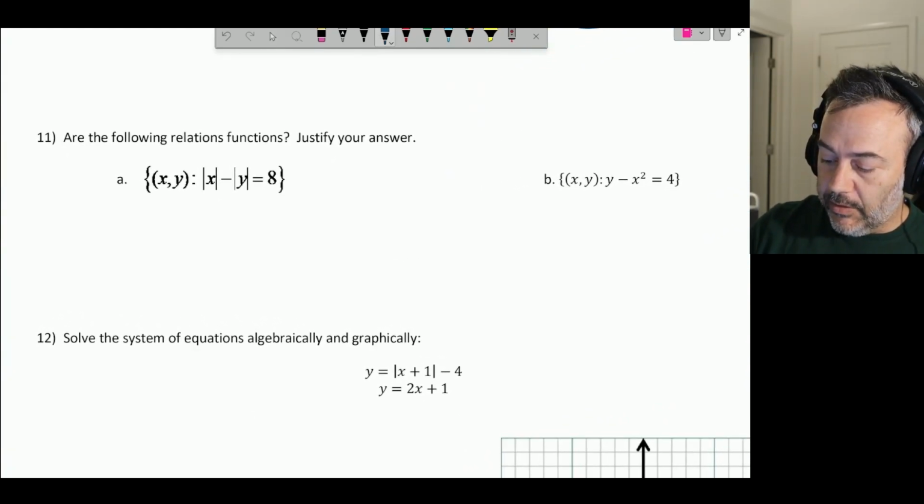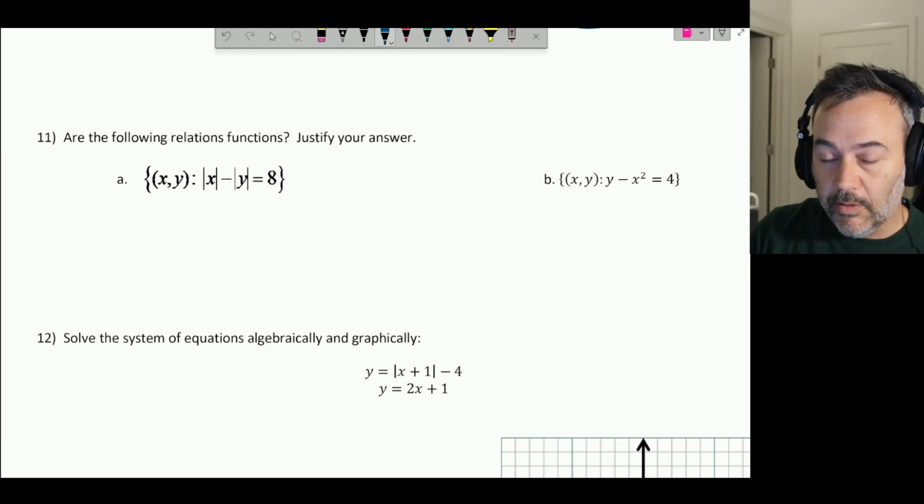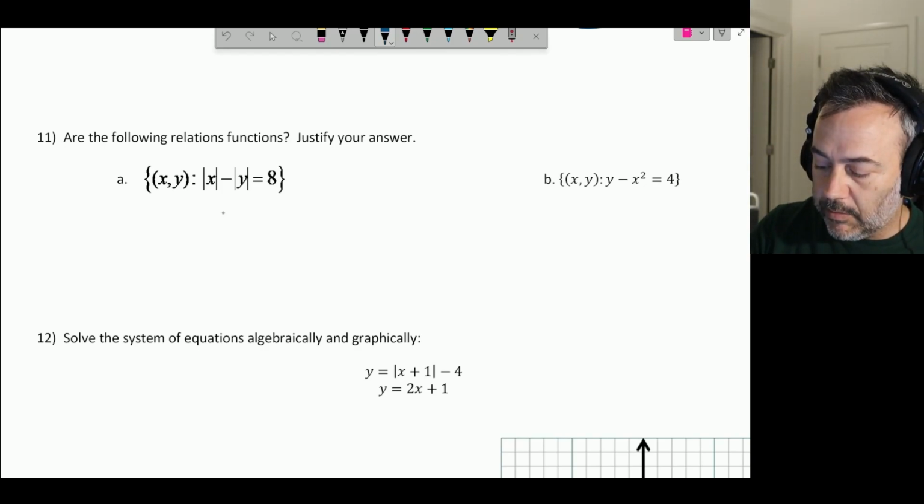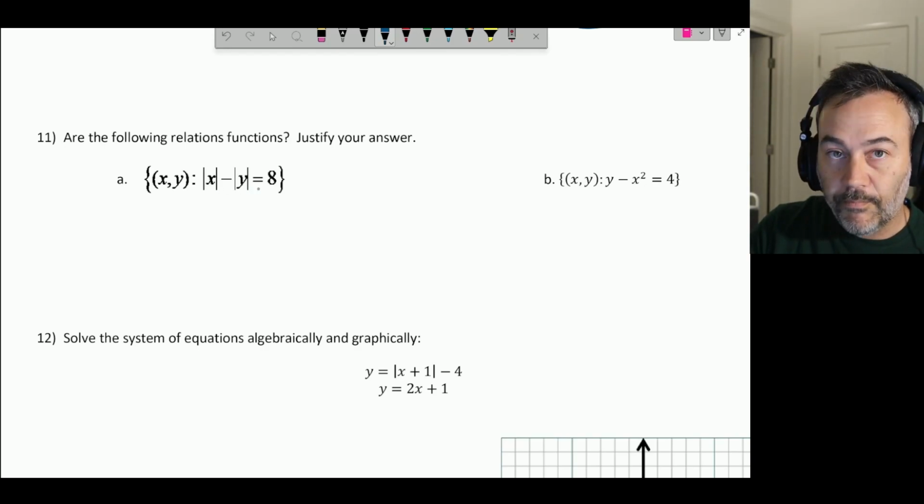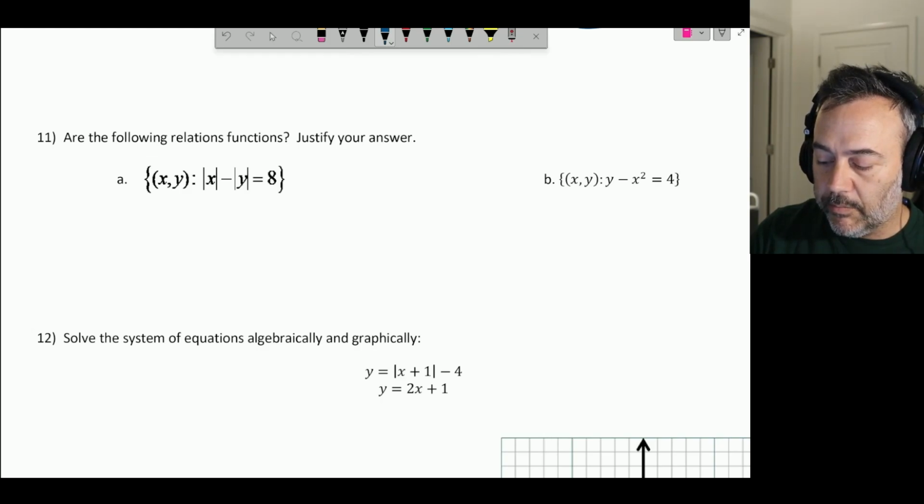Are the following functions? Well, I see this and I'm already skeptical because there's two absolute values. But can we just plug in one x value that gives you two outputs? Do you notice if I plug in x equals 0, this becomes 0 minus absolute value of y equals 8, or absolute value of y equals negative 8?